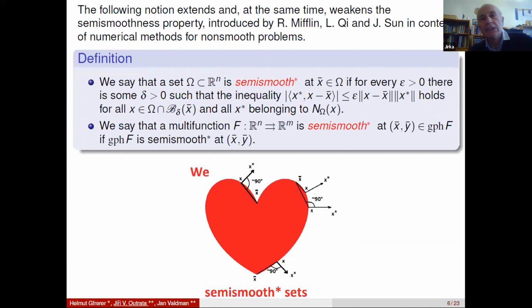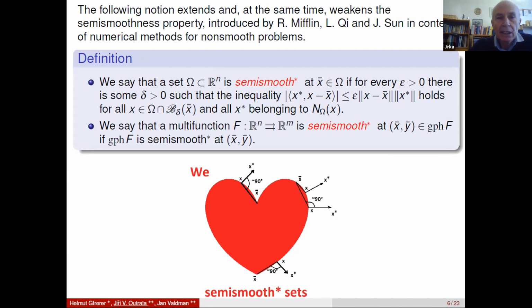And now this is the last definition which I present in the preliminaries, and this is in fact the essential property which stays behind this new variant of the semismooth star Newton method, but also behind, I would say, most existing Newton type methods. And this is the property which we call semismoothness star.